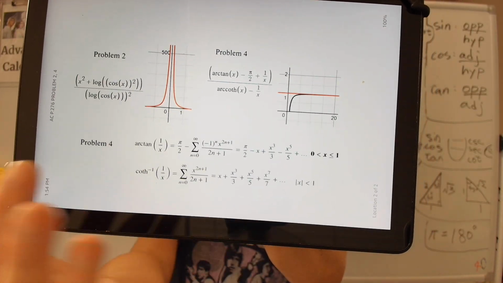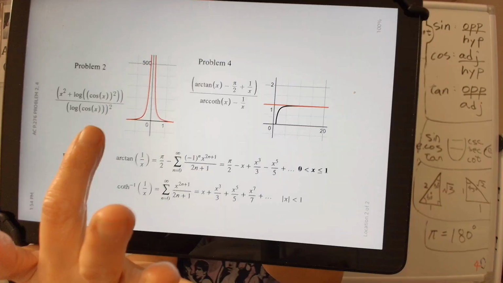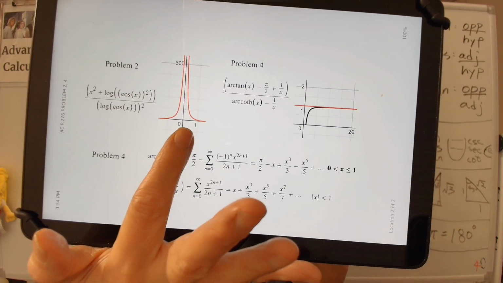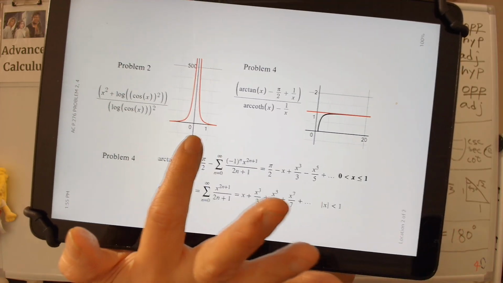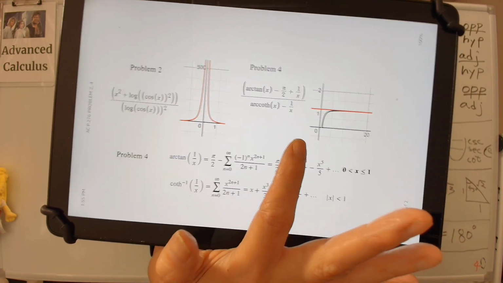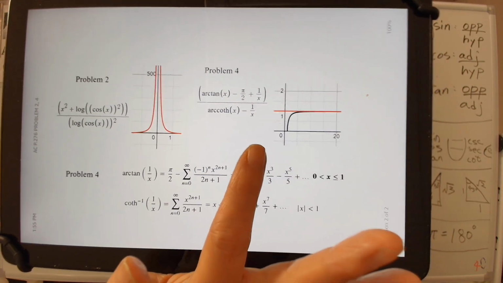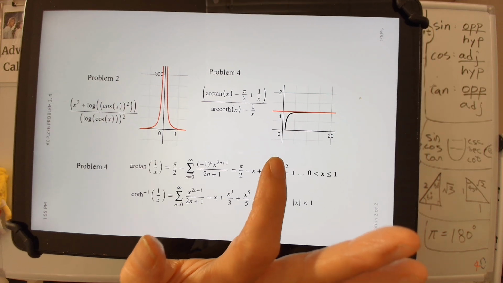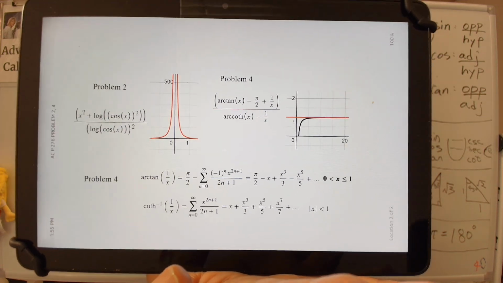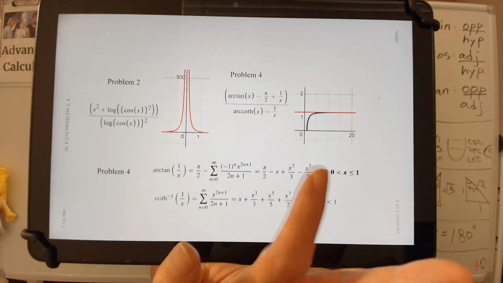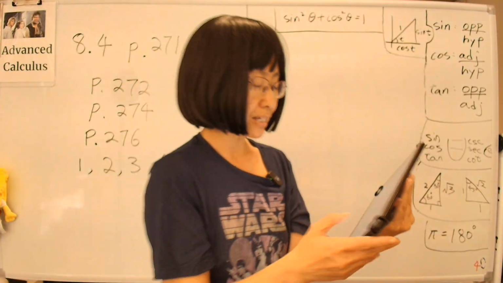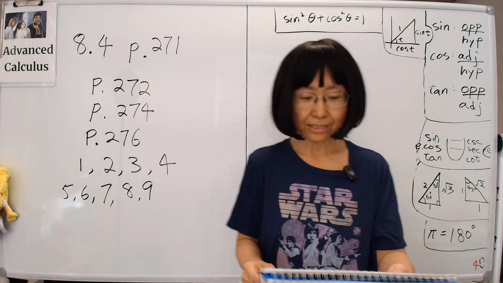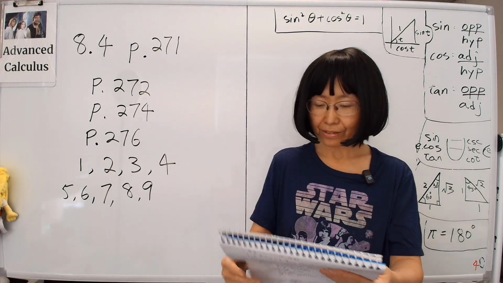And then for problem 2, since we don't have an answer at the back of the book, I plotted the problem in the Desmos calculator to confirm that this does go to infinity as x goes to 0. And for problem 4, this confirms that as x goes to infinity, this thing goes to 1, as I calculated. Since we don't have the answer at the back of the book, this helps confirm that our answer is correct. So that's that. Next, let's look at problem 5. Problem 5 has a slight trick to it.